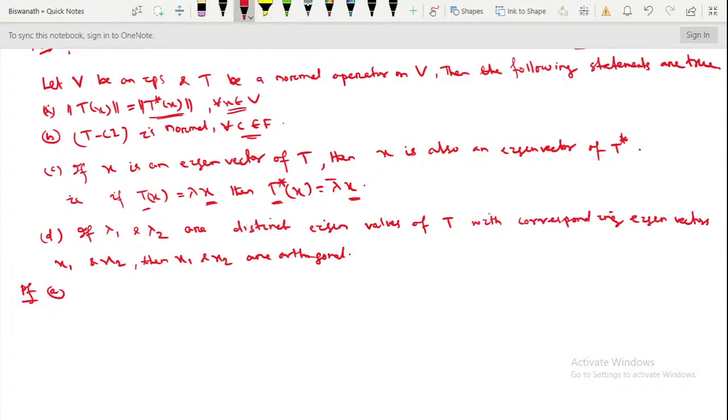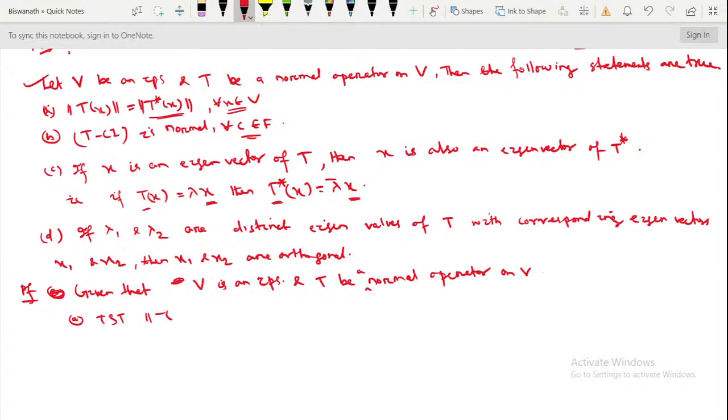Now comes to the first one. The given thing is V is an inner product space and T is a normal operator on V. Okay, so these are the given things for all these 4 parts. In the first part, what you have to show is that the norm of Tx is equal to the norm of T star x for all x belongs to V. So whatever may be the x belongs to V, the norm of Tx will be equal to the norm of T star x.